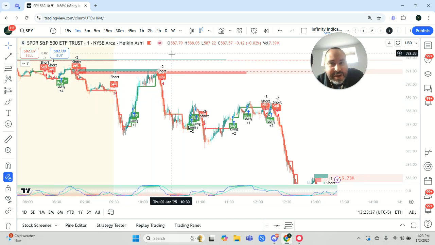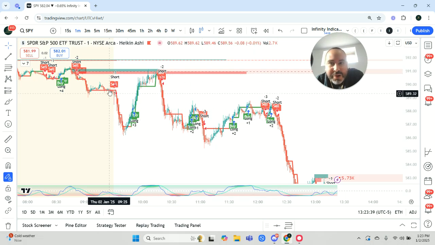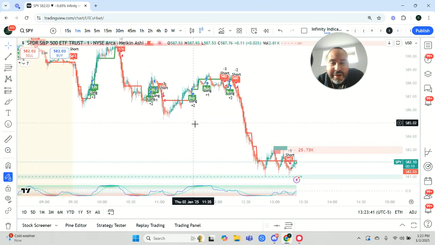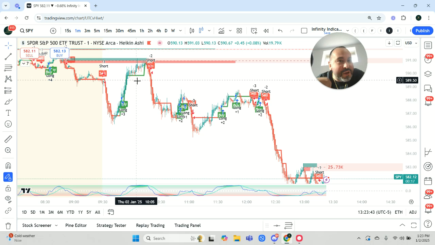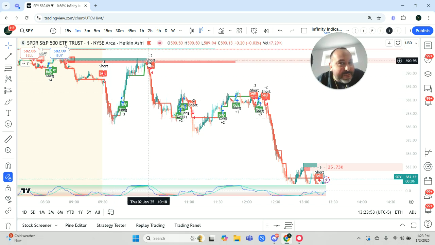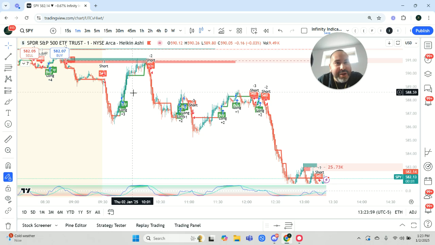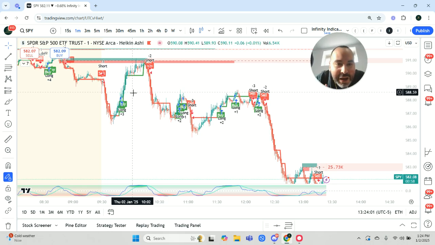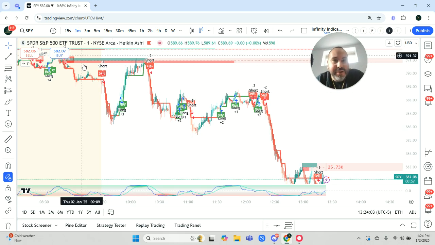As you can see, the indicator did very well, even on the 1-minute chart, and that's just the indicator. When you take the indicator into account with what I'm telling you here, where I said look for a bottom at 586, look for resistance at 591 up here, you put those two things together and you're going to have a lot of success in the market this year.